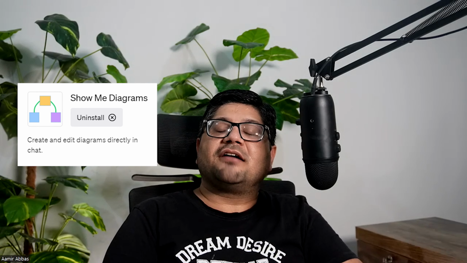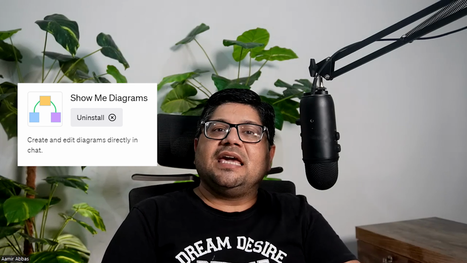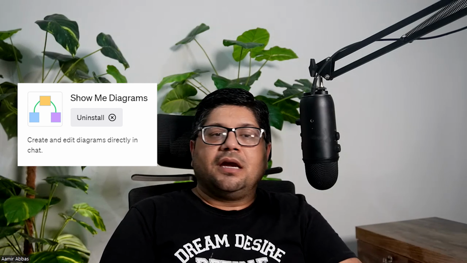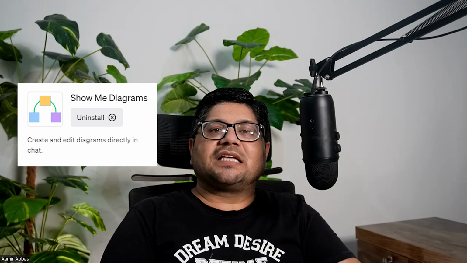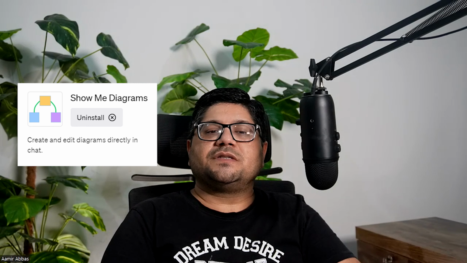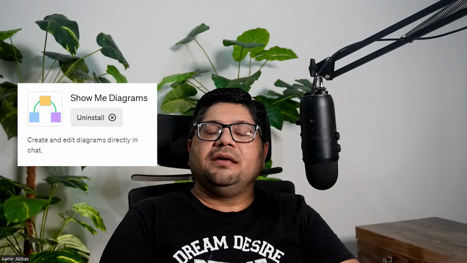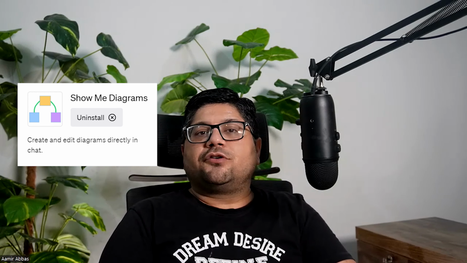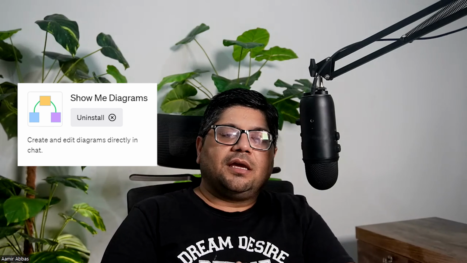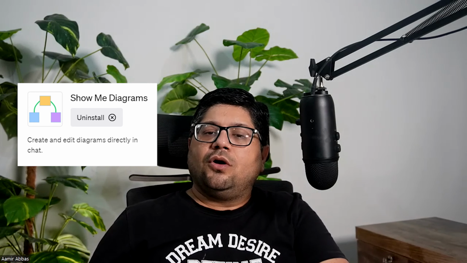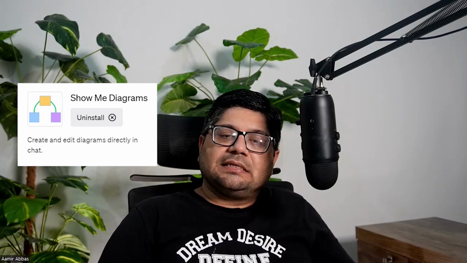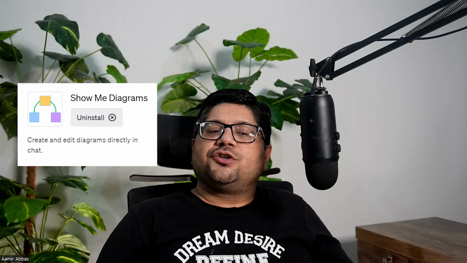Lastly, but certainly not the least, we have the Show Me Diagram plugin. This tool is a game changer for visual learners. It can generate diagrams to explain concepts or processes, making complex information easier to understand. Whether you are trying to understand the working of a car engine or the stages of photosynthesis, Show Me Diagrams can visualize it for you.